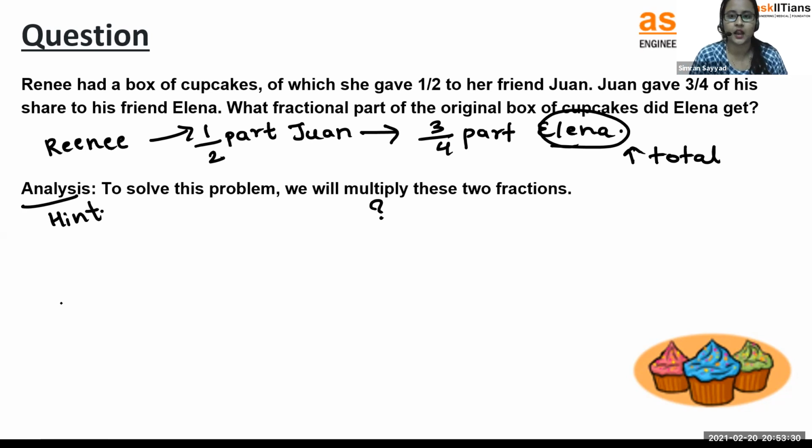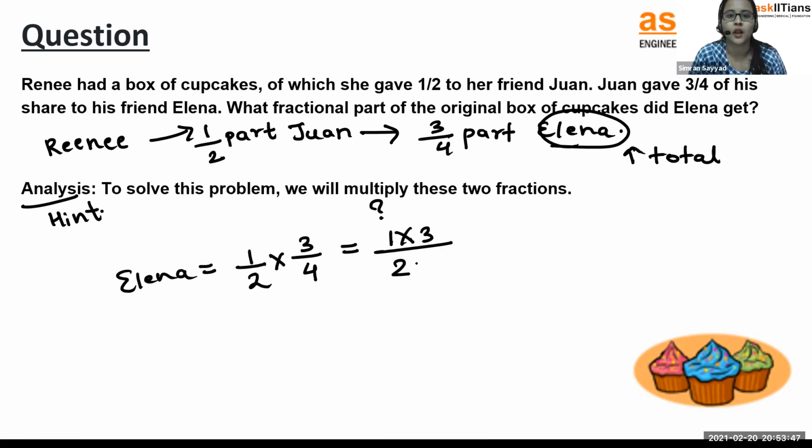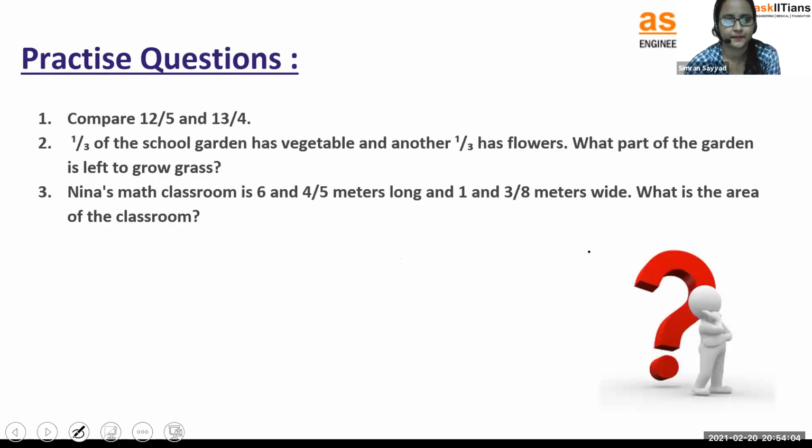So basically, अगर आपको total fractional part निकालना है Alina के लिए, how much Alina will be getting is simply you have to multiply these two fractions, which is nothing but 1 by 2 multiplied by 3 by 4, 1 by 3 upon 2 by 4, which is nothing but 3 by 8. So 3 by 8 total part किसको मिल रहा है? एलिना को मिल रहा है. Understood, students? Yes? Okay. Perfect.